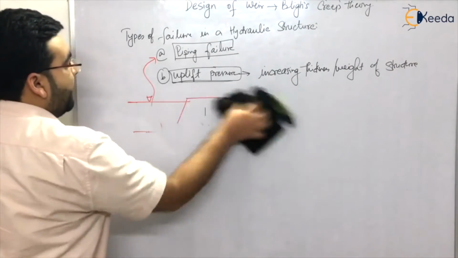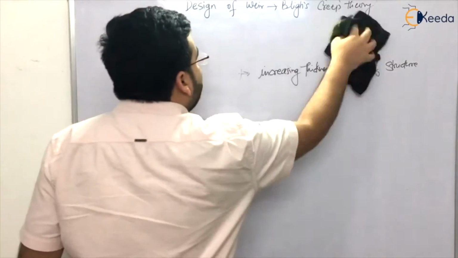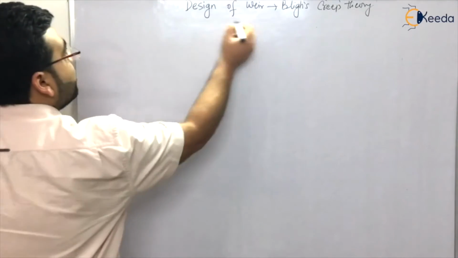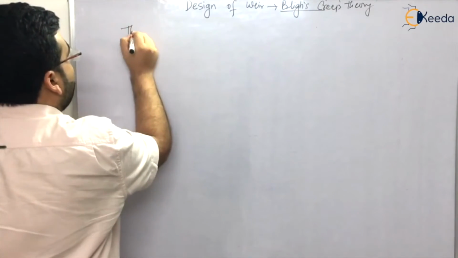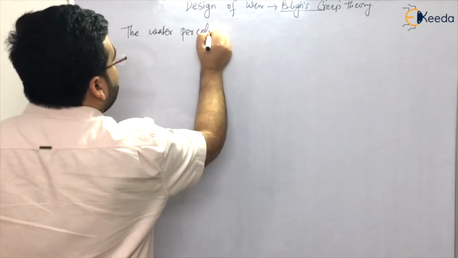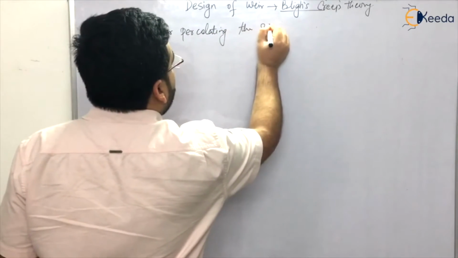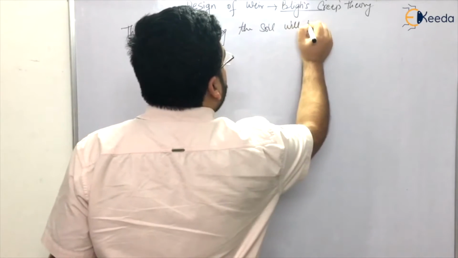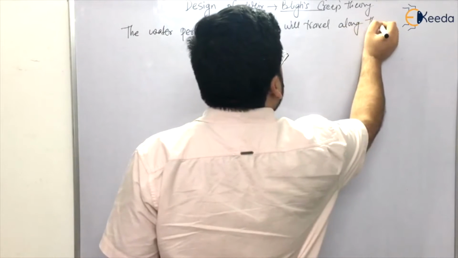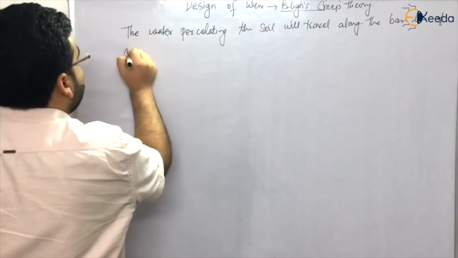Now let us understand Bligh's theory. So Bligh said that you can see the water which will percolate in the soil. Okay, again I'm telling you. What he said is that the water percolating in the soil will travel along the baseline of a hydraulic structure.